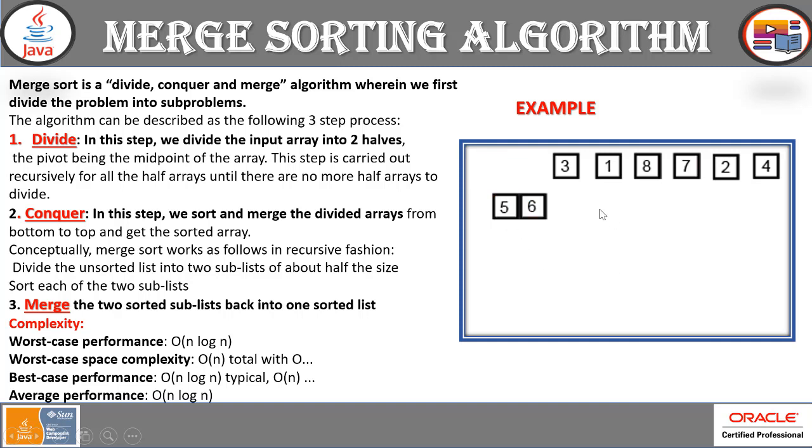Now what is happening? Conquer. In this step we sort and merge the divided arrays. We compare, sort and merge the divided arrays and make them into sorted subarrays. That's what happens in the conquer step.